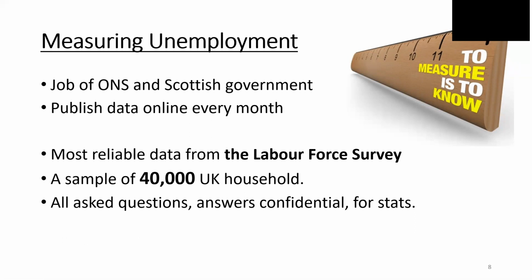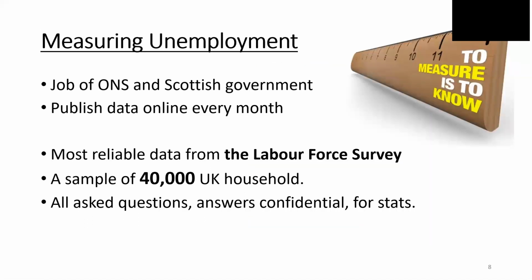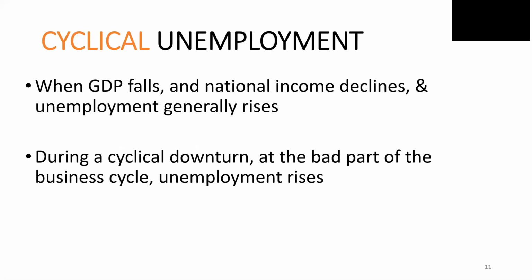So that's the way unemployment's measured in the UK and in Scotland, which is usually a better measure than the claimant count. And the survey tends to show, indeed it pretty much always shows these days, that the unemployment rate is higher than the claimant count. Now let's look at different types of unemployment, and we'll look at three: cyclical, frictional, and structural.